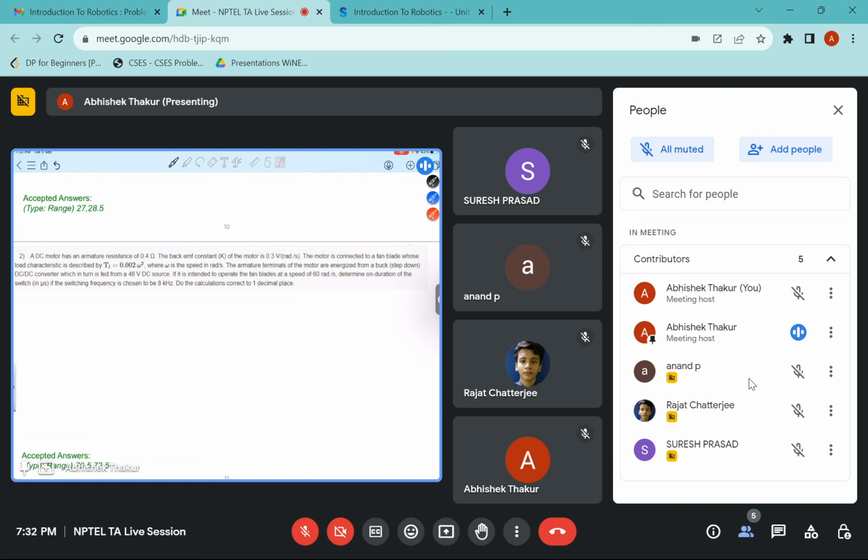So now the next question. A DC motor has an armature resistance of 0.4 ohm. The back EMF constant K is given, that is 0.3 volt per radian per second. The motor is connected to a fan blade whose load characteristic is described by TL equal to 0.002 omega square. All these values are the same as in the previous question.